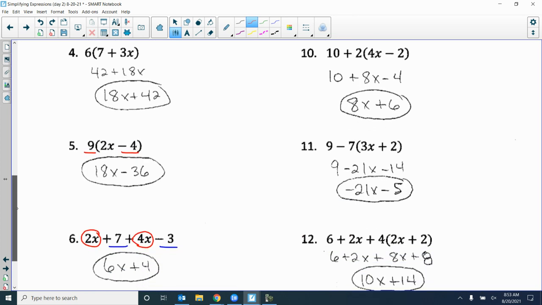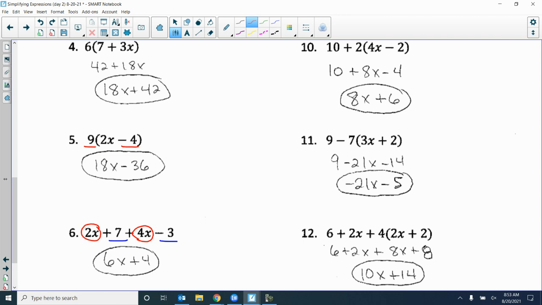Same thing for 10, 11, and 12. And we're going to redo some of these, and they're guided notes, but just take a look at those. If you missed them, write down the correct work beside it. Don't erase your work because I like to see what mistakes you make. But write down the correct work beside it if you would for 10, 11, and 12.